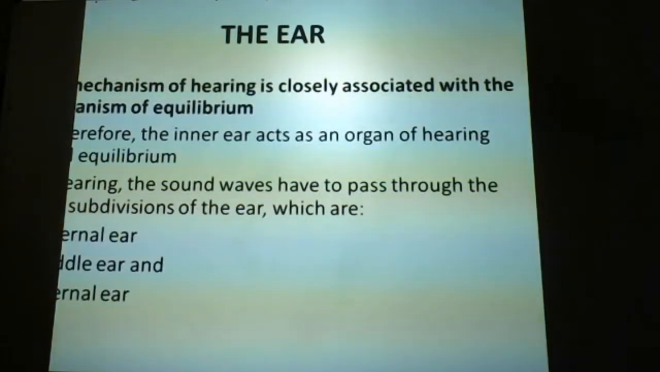So as we know, the mechanism of hearing is closely associated also with the mechanism of equilibrium. Therefore, the inner ear acts as an organ of not only hearing but also equilibrium. Equilibrium is nothing but balancing of the body. So for hearing, the sound waves have to pass through the subdivisions of the ear, which is the external ear, middle ear and the inner ear.